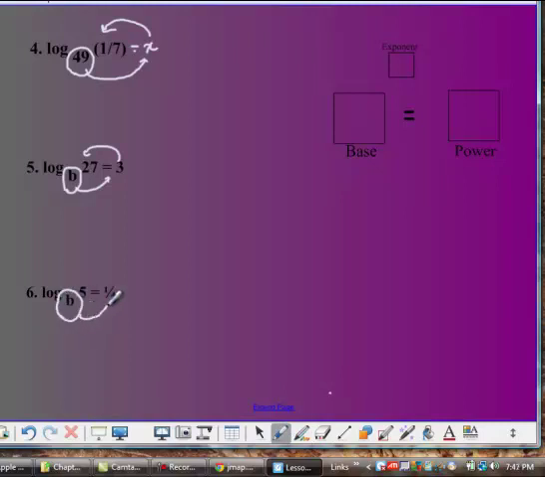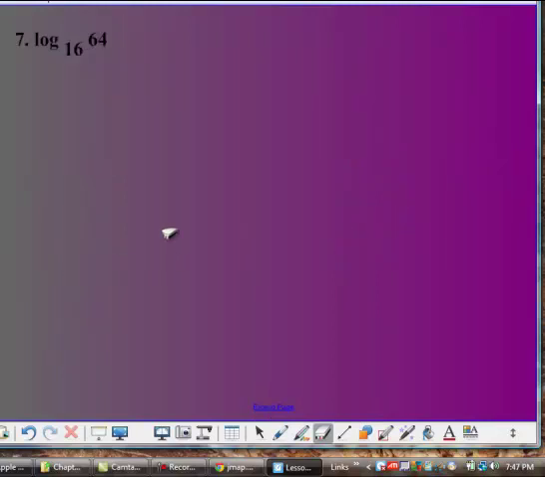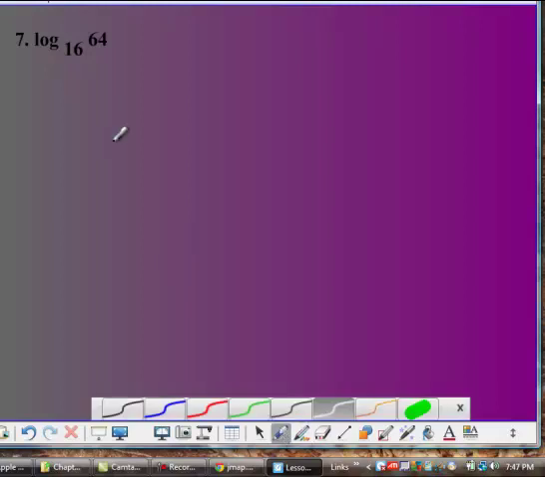B to the 1/4 power gets me 5. So the base is B. The exponent is 1/4, and my answer is 5. And again, if I had to solve that, the 4th root of what number gets me 5? Well, B would be 625. But we're not worried about solving them right now. We're just worried about rewriting them. One more. Love that Josh shortcut.